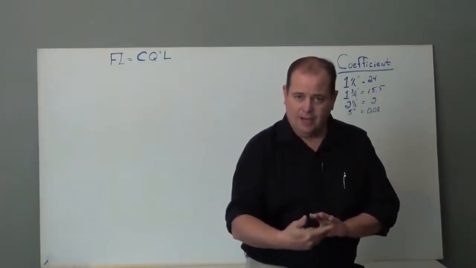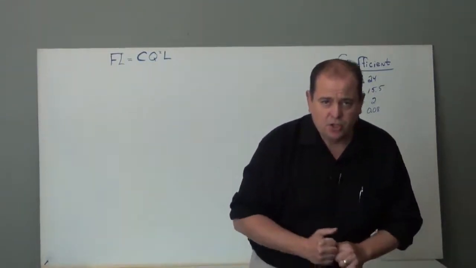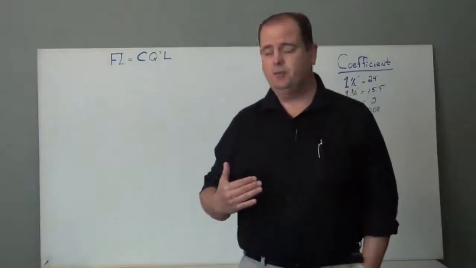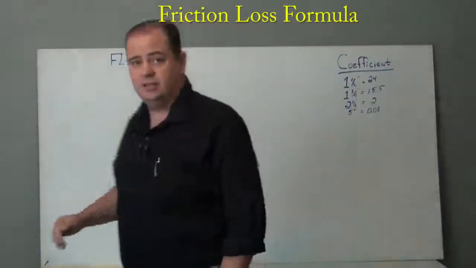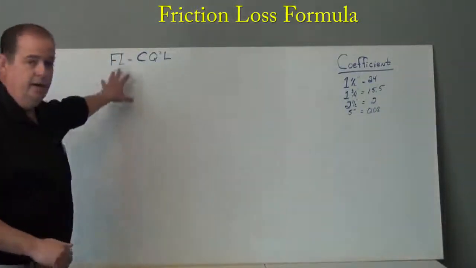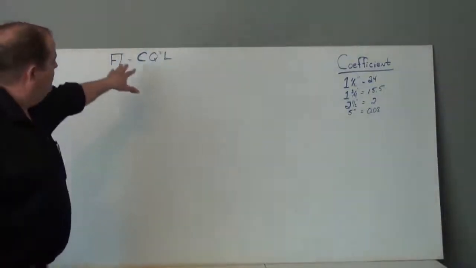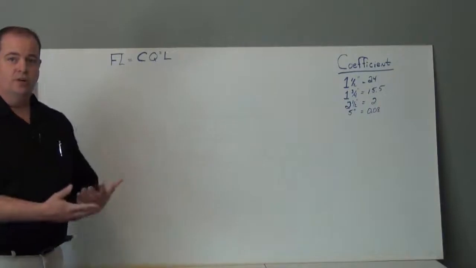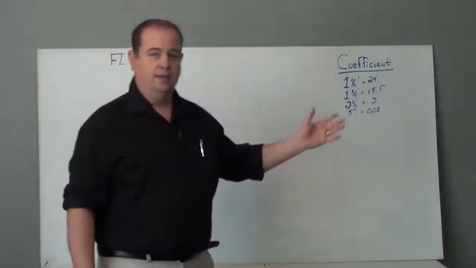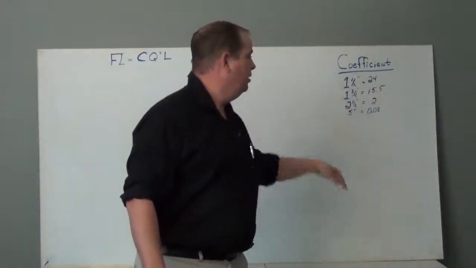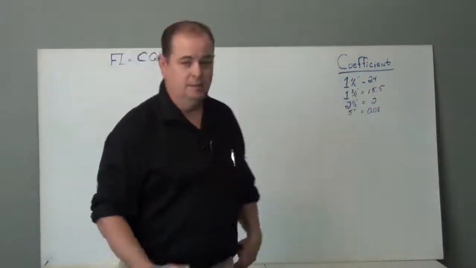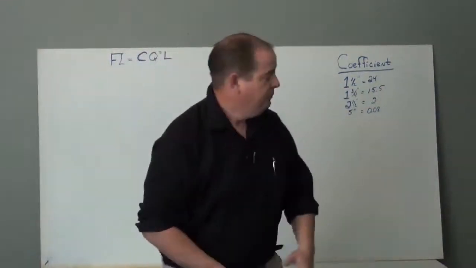So for class purposes, let me show you my two methods. Method one is, if you look on my board, I've already written out friction loss equals CQ squared L. And C is always going to be your coefficients. Over here on the board, I wrote out my coefficients, which for 1.5 inches is 24, 1 3/4 inches is 15.5. Now let me stop here.